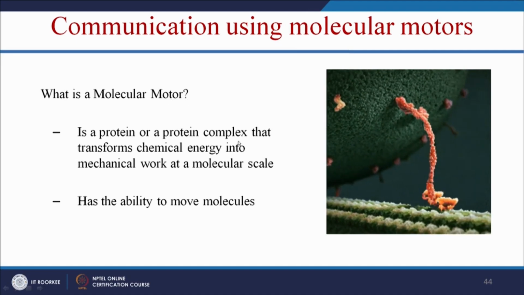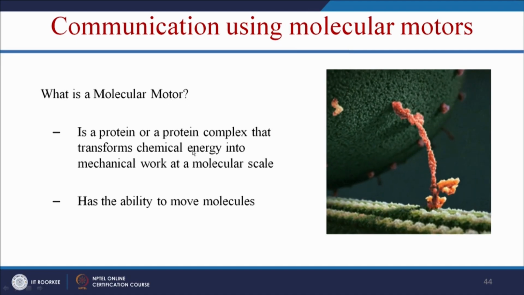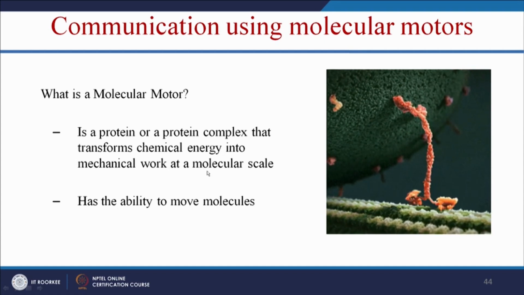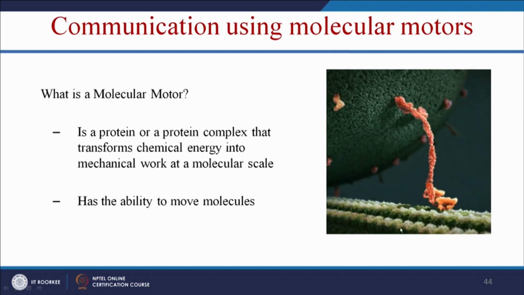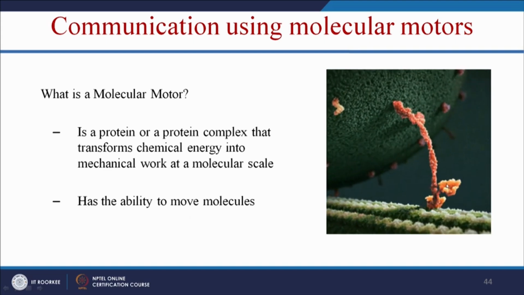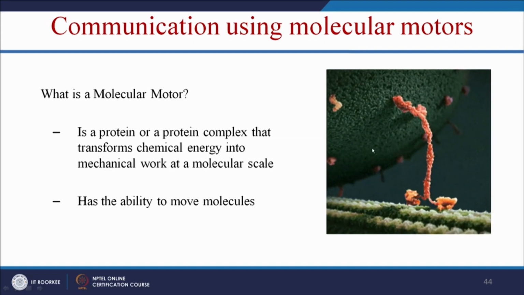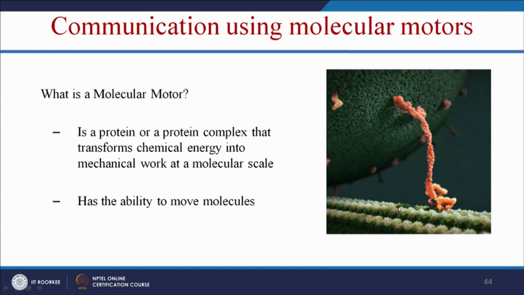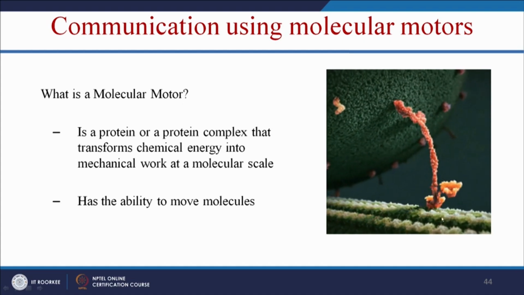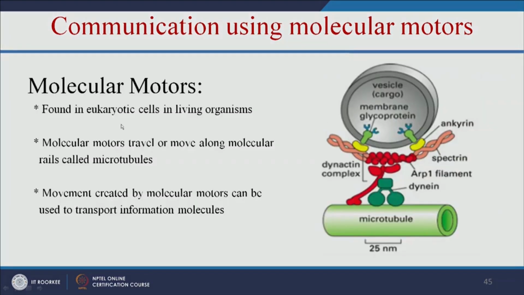It is a protein or protein complex that transforms chemical energy into mechanical work at a molecular scale, and it has the ability to move molecules. Here this is your microtubule and this is a molecular motor, and this is the information. So, this molecular motor is carrying the information from one location to another location through the microtubules. It is mainly found in eukaryotic cells. It can carry the message and it can walk on the microtubule.